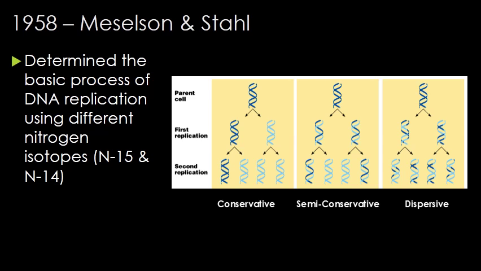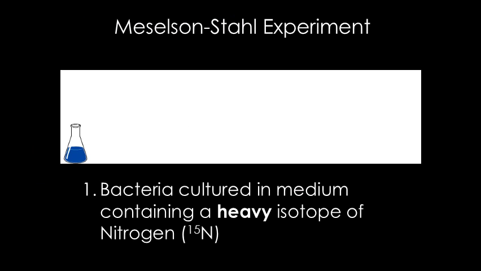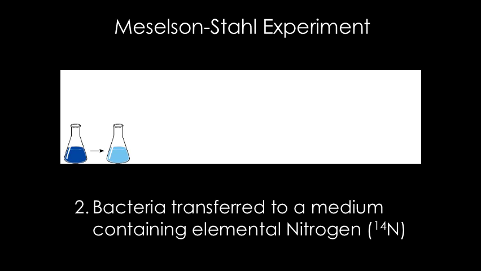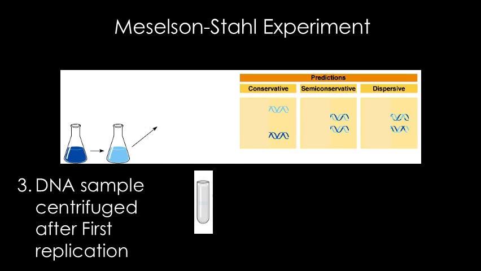And so they decided to take a page out of Hershey and Chase's book and use radioisotopes. They used different weights of nitrogen to determine this. The original bacteria DNA was cultured in a medium containing the heavy isotope of nitrogen, nitrogen 15. That was then transferred to a medium containing nitrogen 14, or the normal elemental nitrogen. What they did was then centrifuge the sample after the first replication, and they determined that they had only one weight. There was a mix of 15 and 14 together.